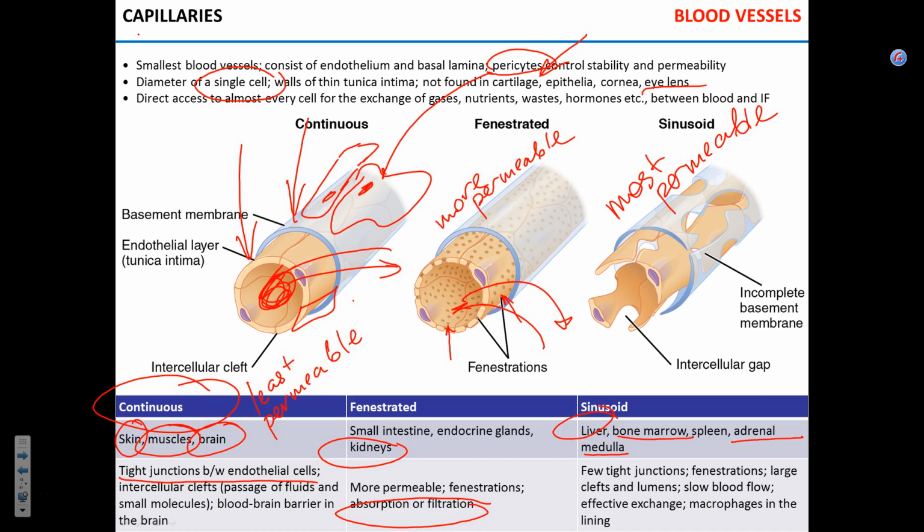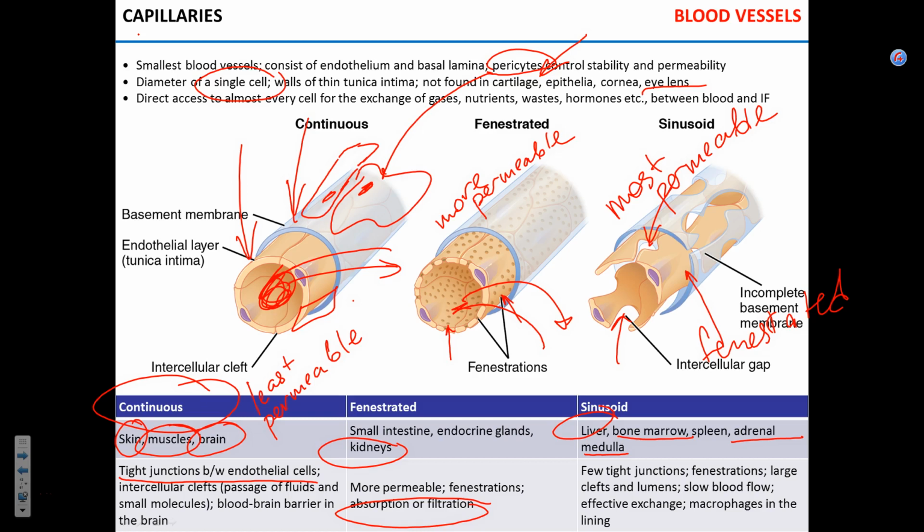These cells are poorly connected to each other. You can see there are huge intercellular gaps. Usually it's not shown on the picture. The cells are usually fenestrated as well. And the blood flow in sinusoids, in these most permeable capillaries, is pretty slow. That slow blood flow allows for the quick and efficient exchange between the blood and interstitial fluid.